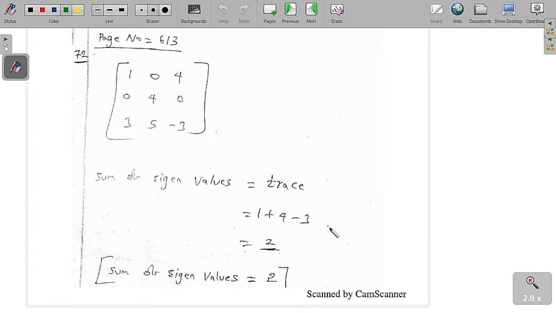Or the other principle is, if you want to know the product of eigenvalues, it is equal to the determinant of this matrix. I already told all these things in the mathematics course. So the sum of eigenvalues is equal to the trace of the matrix, and the product of eigenvalues is equal to the determinant of this matrix. In this question they are asking about the sum of eigenvalues, just the trace, which is the sum of the diagonal elements. We are going to get 2 as the correct solution of this question.